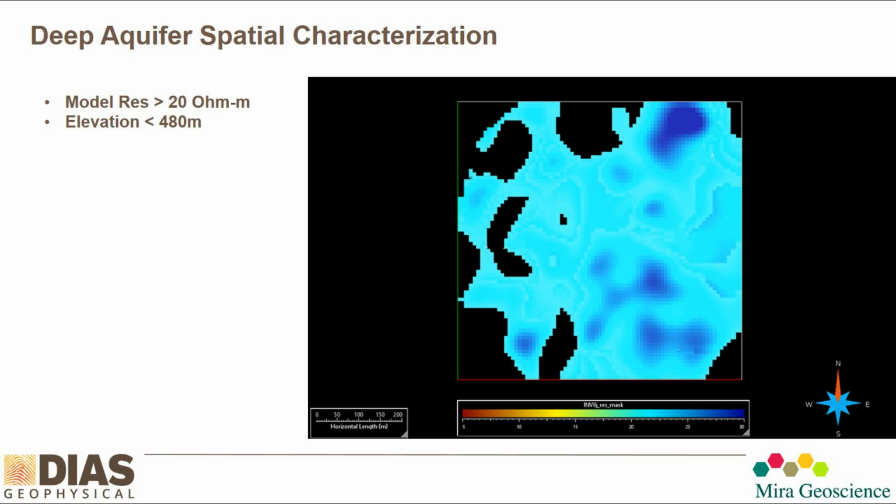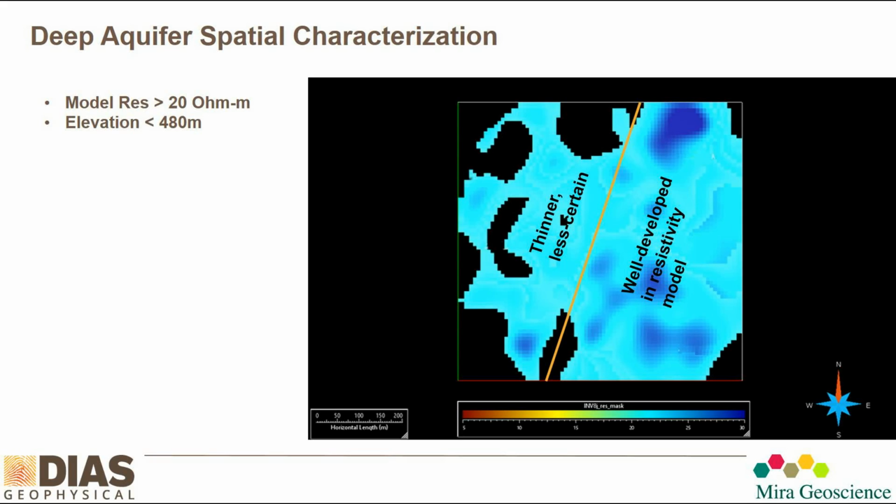So if you take that aquifer and isolate it out and look at it in plan view, we can see that the lateral variation is pretty significant. There seems to be a big change in the character of that aquifer at that depth, at that location. On the southeast side, it's well developed in the resistivity model, quite thick and consistent. But as you go to the northwest of that boundary line, it's much thinner and less certain. In fact, there are holes in it, and the drilling has confirmed that changing character.